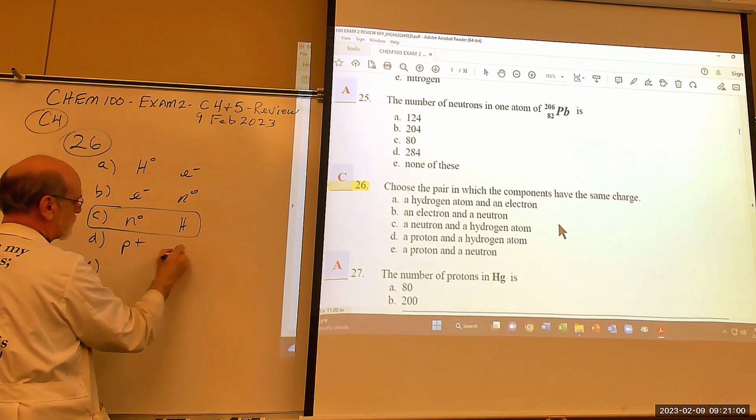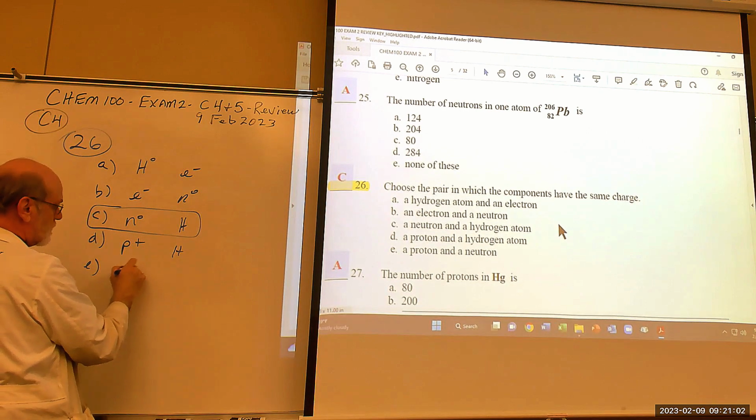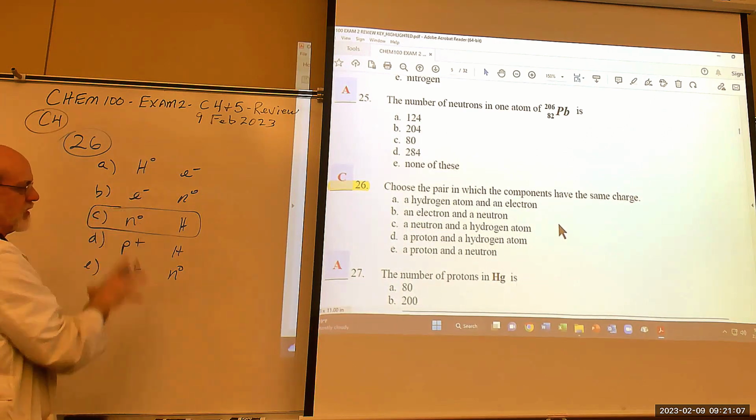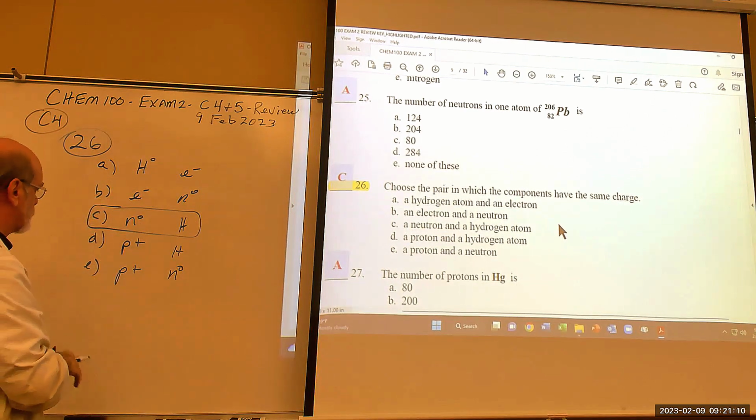Proton and hydrogen atom, nope. Proton and neutron. Nope. This is the only one where the charge is the same for both of these components.